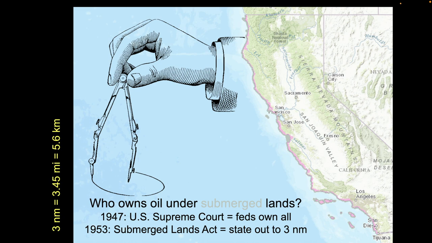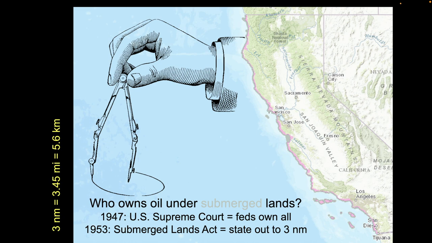In 1947, it had sort of gone back and forth, but the U.S. Supreme Court settled it and said that the federal government owns all submerged land. So once we hit that shoreline, once we go a foot into the ocean, that's federal waters. Then we passed the Submerged Lands Act, and still, up to before World War II, we controlled as far as we could shoot that cannon, and beyond there was international waters, right?